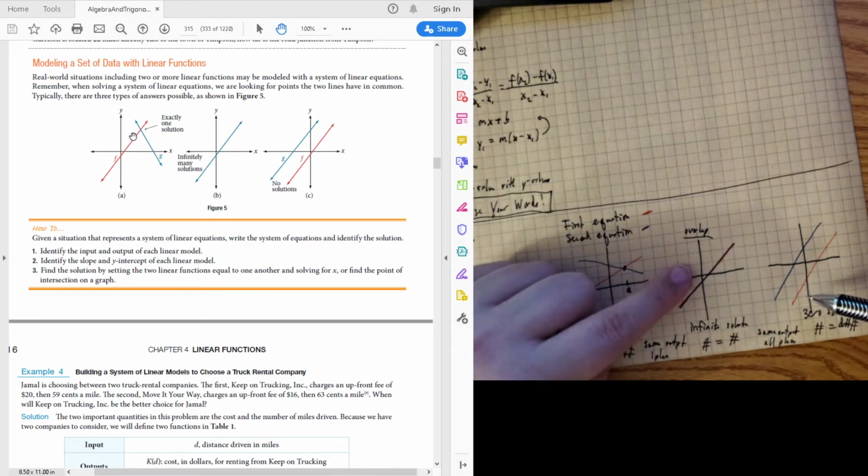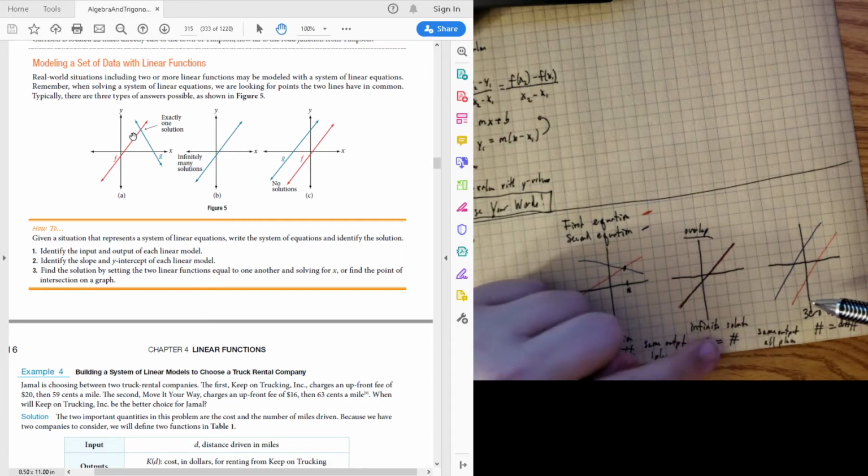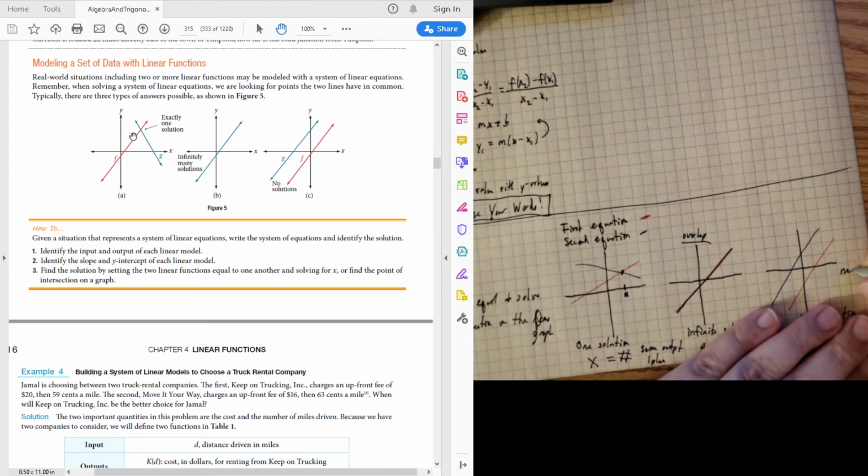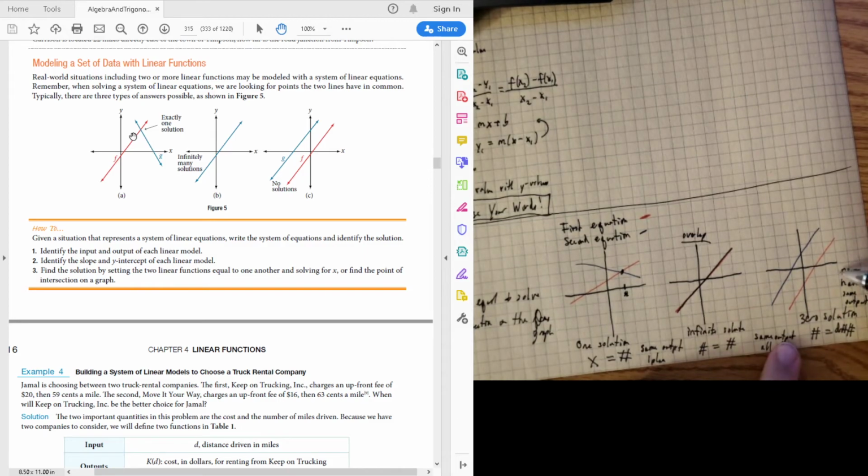The x will disappear. But in one example, you have a number equals itself, so like 3 equals 3. In the other example, you might have like 4 equals 8. And when they are not the same number, this indicates you have no solutions. In other words, these never have the same output. It never happens.